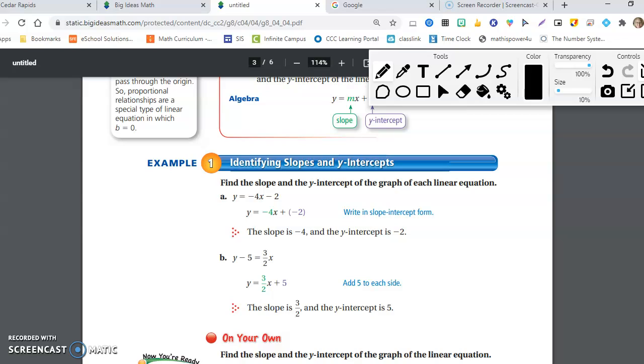If you look at letter B, that is not written in slope-intercept form. You can see that -5 is there, and we want just y on that side. So we're going to move that 5 to the other side. We have to undo what's being done, so we're going to add 5 to both sides. And when I add 5 to both sides, I get y equals 3/2 x plus 5. So now I can see 3/2 is in front of my x. That's my slope. I'm adding 5, so +5 is my y-intercept.